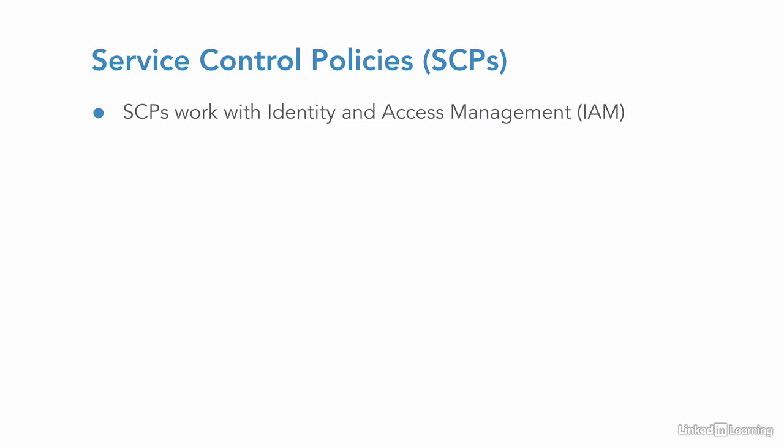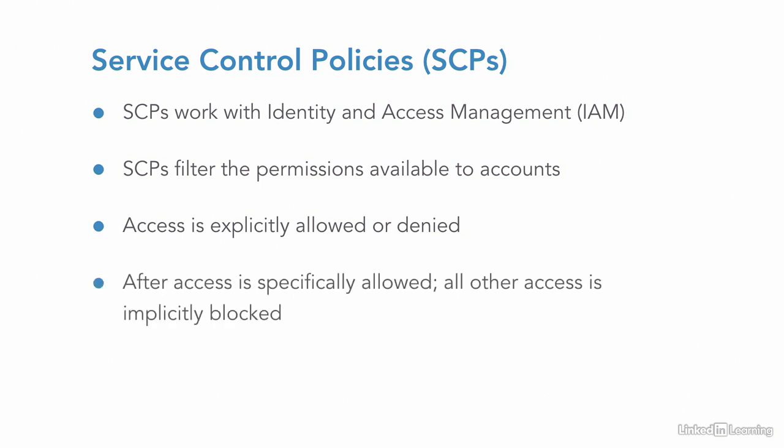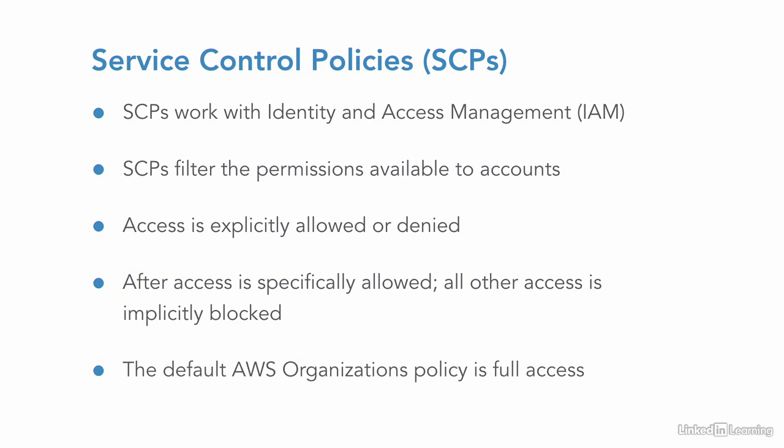As you may expect, the SCPs are working with identity and access management, and they filter the permissions available to the AWS accounts that are in scope. The access is either explicitly allowed, because after all it's IAM, or denied. Once access is allowed, other access is completely blocked. Now, without deploying SCPs, the default organization structure of AWS Organizations is full access. So I can set up my AWS organization and then add in my service control policies to control the accounts in my tree.